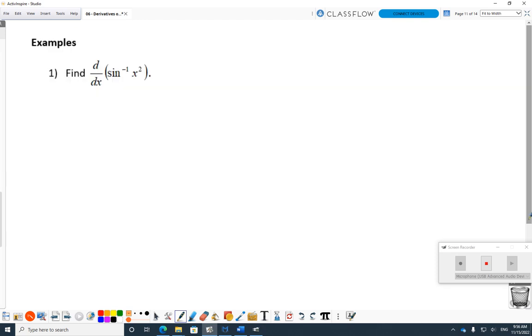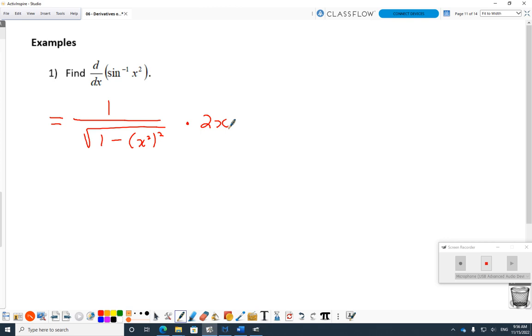Here's your homework. This is what a lot of your homework is. d by dx of sine inverse of x squared. The derivative of sine inverse is 1 over square root of 1 minus x squared. So the derivative of sine inverse of x squared is 1 over square root of 1 minus x squared, squared, times the derivative of the inside, which is 2x.